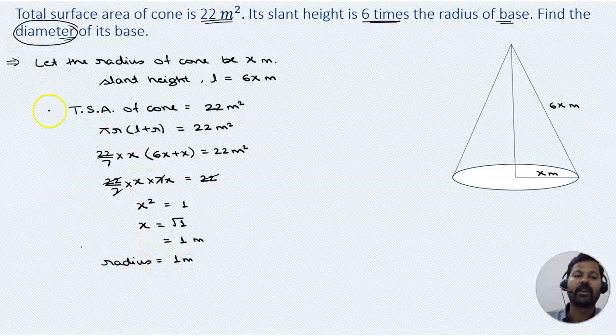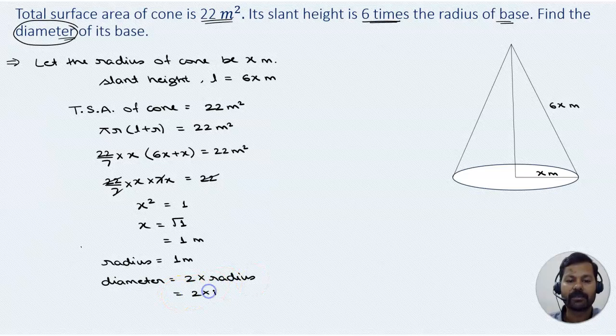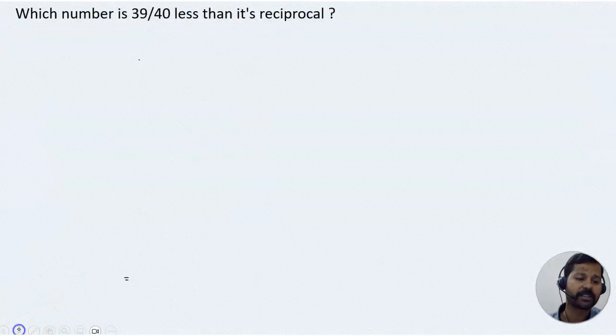But it is asking what? Here it is asking us to calculate the diameter. As we know, the relationship between diameter and radius is, diameter is 2 times radius. So it will be 2 times 1, which is going to be 2 meter. Moving to the next question.